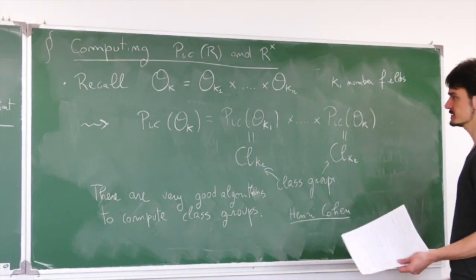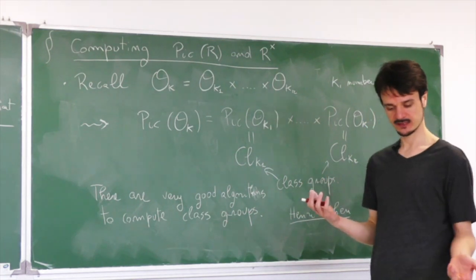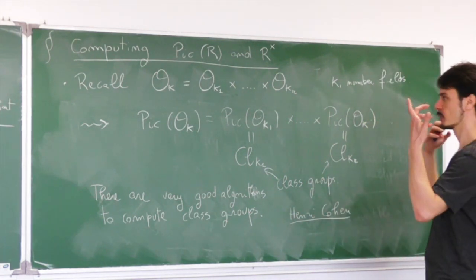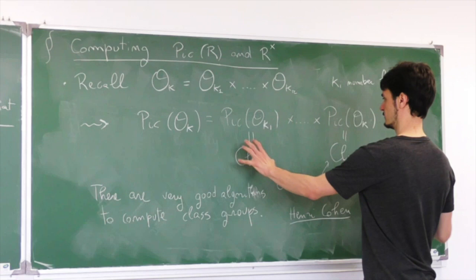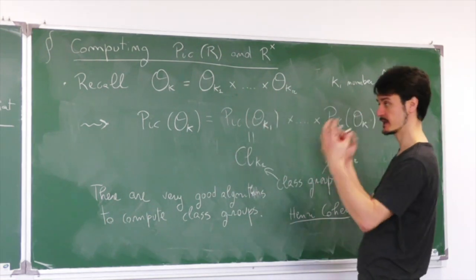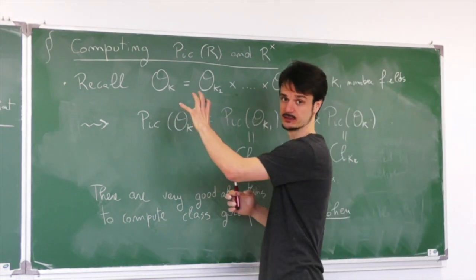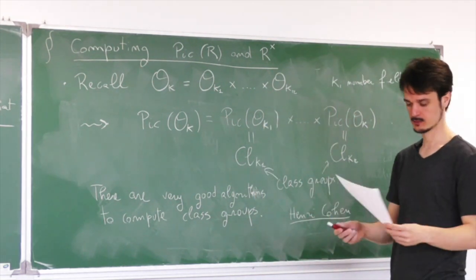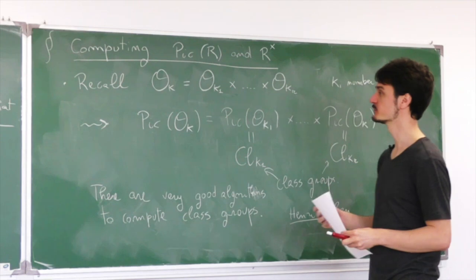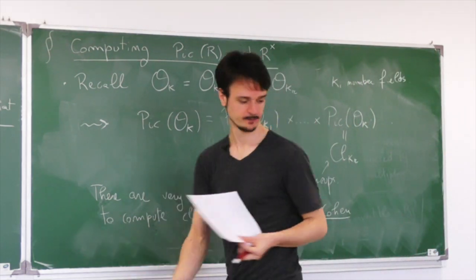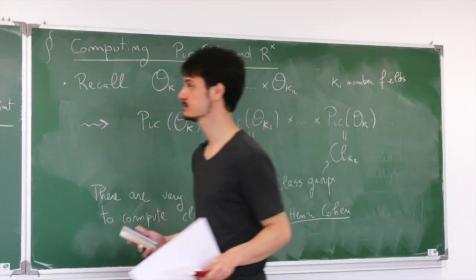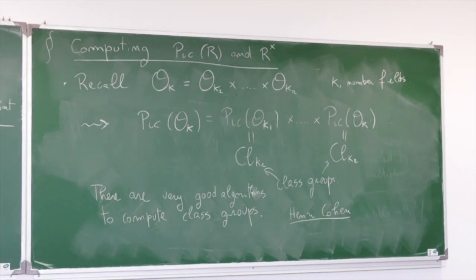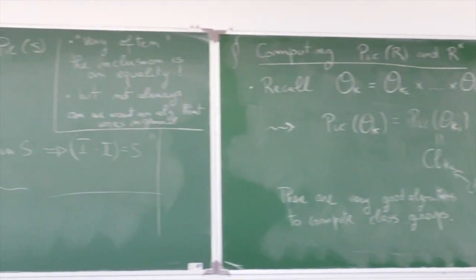Right, so what I want you to keep in mind for the rest of the lecture is that we can compute class groups. Then by just taking products, we can compute the Picard group of a maximal order. So first step, keep that in mind. And now we want to do the same also for an order that is not maximal. And again, as I mentioned before, this is something that we can do.